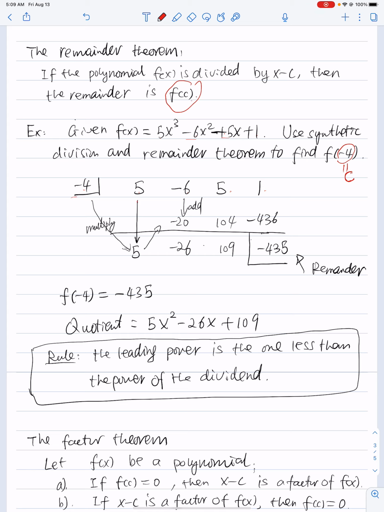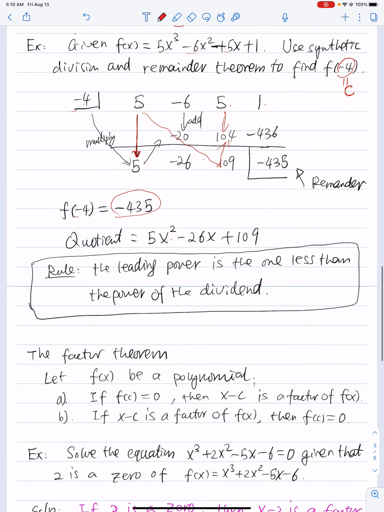So for the first leading coefficient, you keep it. And then you multiply, you add. Repeat the process. You multiply, and then you add here. You with me? And multiply and add. So you get the remainder is what? Negative 435. So f of negative 4 is negative 435. Okay, and the quotient here is what? Because it's x cubed, you start with x squared: 5x squared minus 26x plus 109.